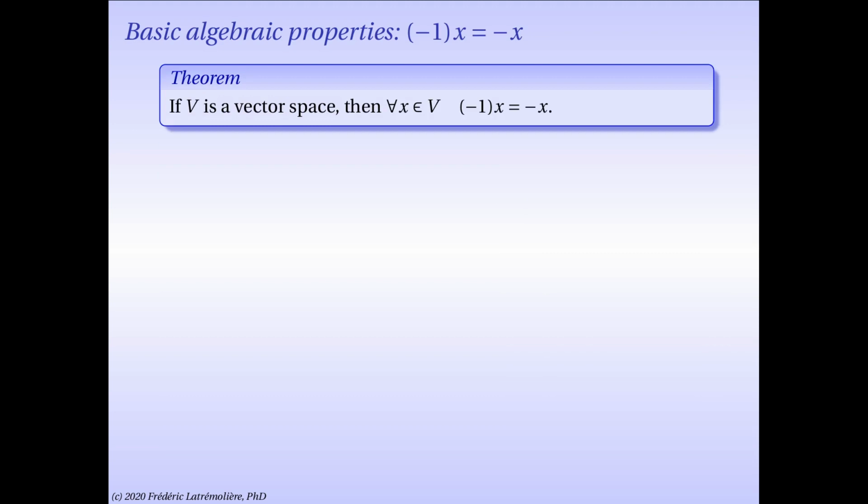Here's another basic algebraic property which should be a little bit familiar from our work with fields. If V is a vector space, then for all x in V, minus 1 times x is indeed minus x. I remind you, minus x here is the opposite of x in the abelian group of the vector space V with its addition. It has nothing to do with the scalar multiplication, at least on the surface, because we're actually going to prove it does have to do with the scalar multiplication, in that you could also calculate minus x, the opposite of x, by multiplying x with the scalar minus 1, that is with the opposite of 1 in the field K. This connects those two structures.